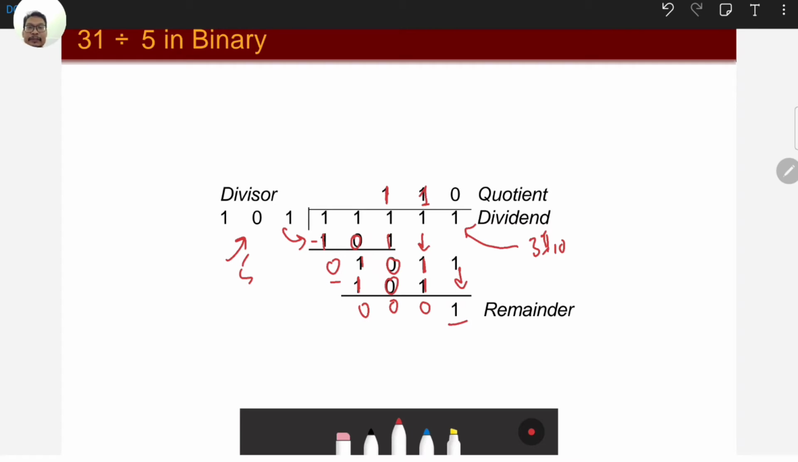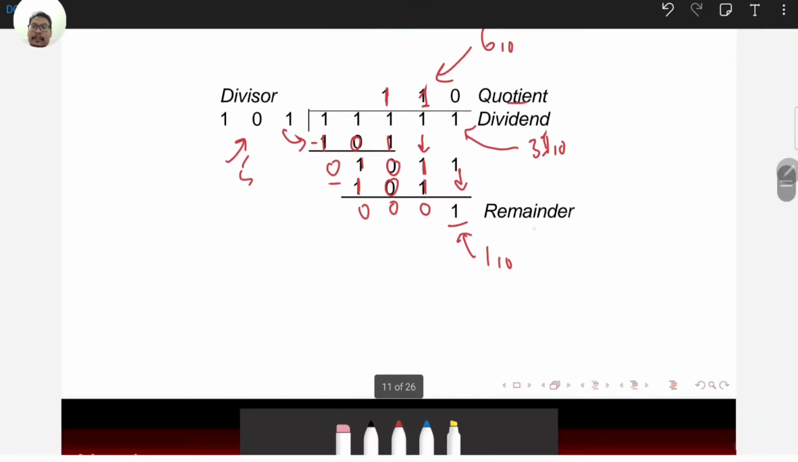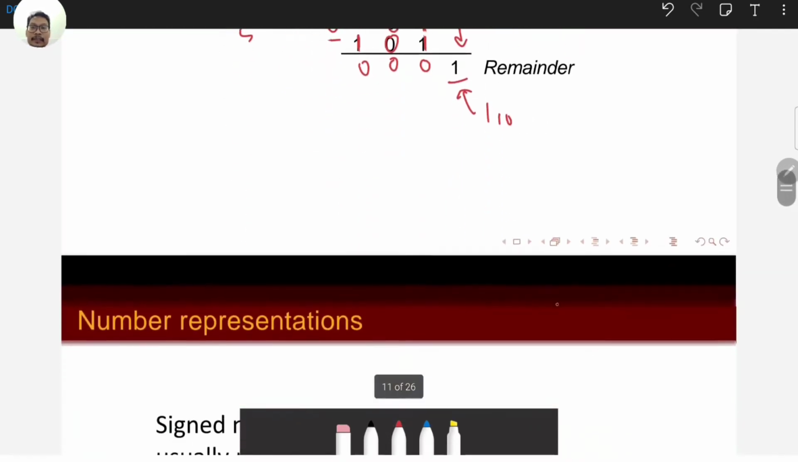So our final solution here is in fact the quotient. The quotient is going to be 110, which is equal to 6, with a remainder of 1 in base 10. So we get the same answer there as how we do in decimal division.